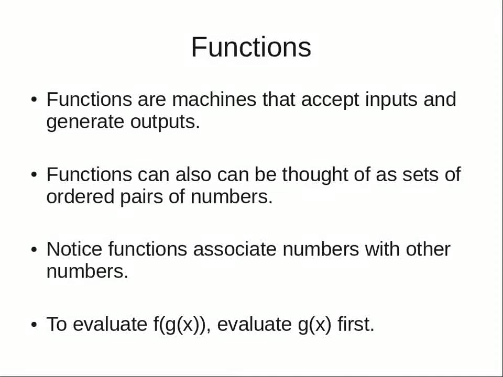Now, what about if you have stuff like f of g of x? What's going on there is x is the input to the g function. The output of the g function becomes the input of the f function. And then the output of the f function is what the expression evaluates to. In other words, if you see f of g of x, evaluate g of x first, and then whatever answer you get there, take f of that answer.